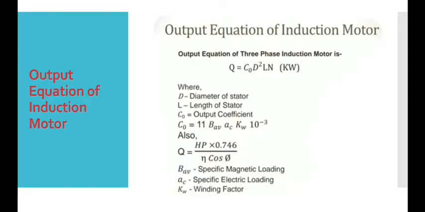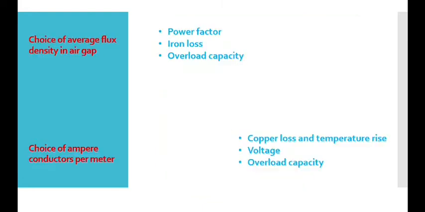Next we consider the choice of average flux density in the air gap and the choice of ampere conductors per meter.